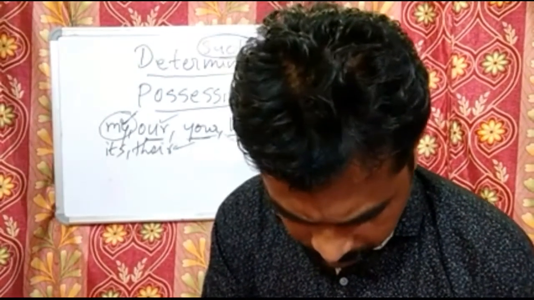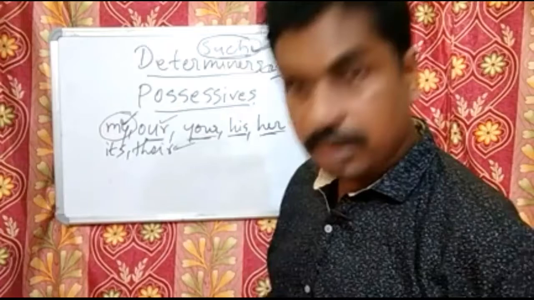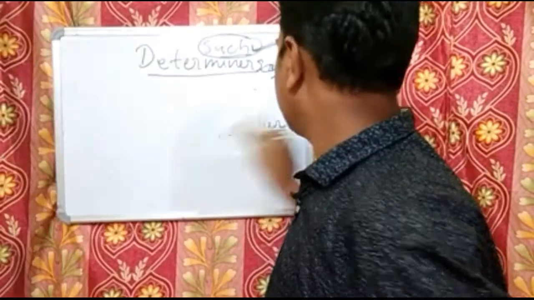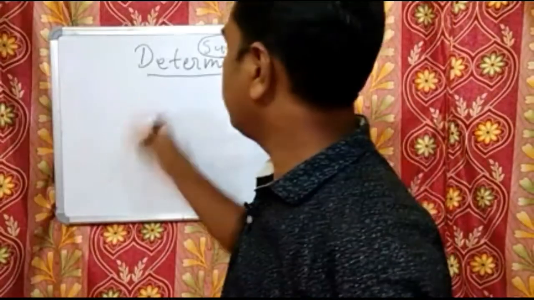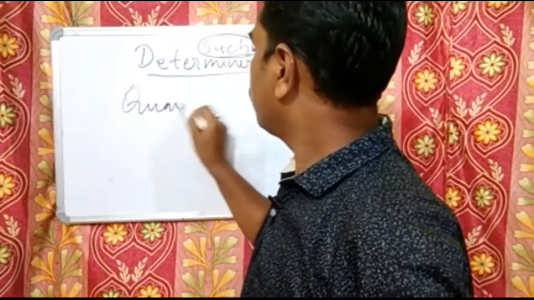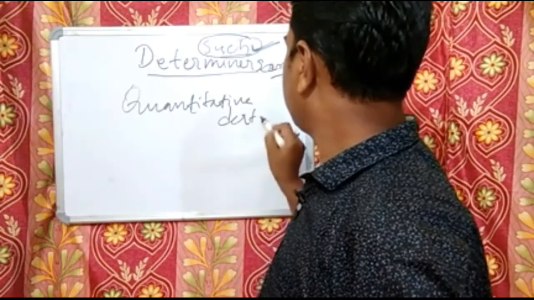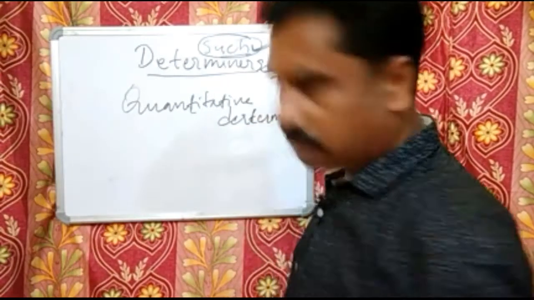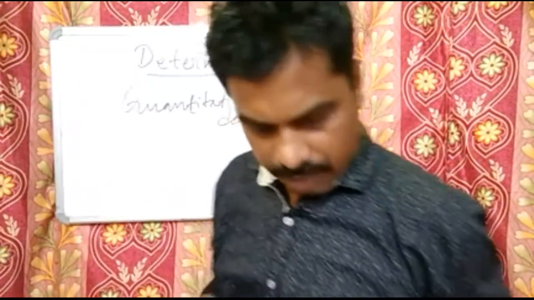Then we'll move to the next type of determiner, which is quantitative determiners. Quantitative determiners talk about the amount, the quantity: how much, how many. That comes under quantitative determiners. It tells us about how much or how many.